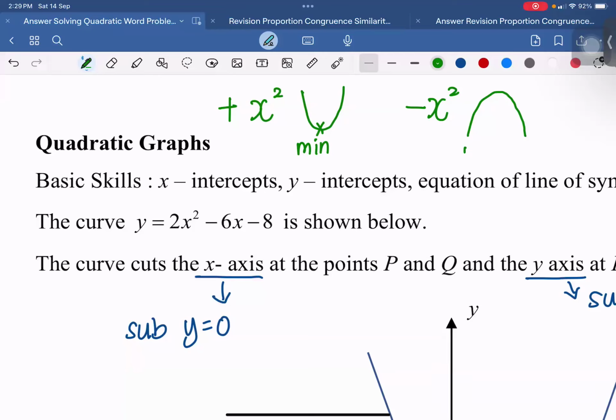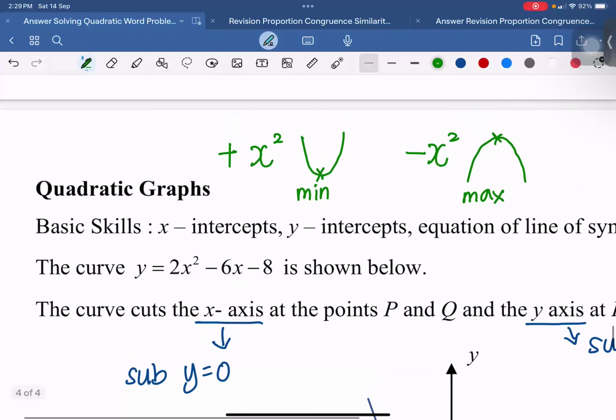Maximum. Thank you. It will be a maximum point. And not only that, for a quadratic equation, we got the line of symmetry and the x and y intercepts. So we need to know the line of symmetry, x-intercept, and y-intercept.